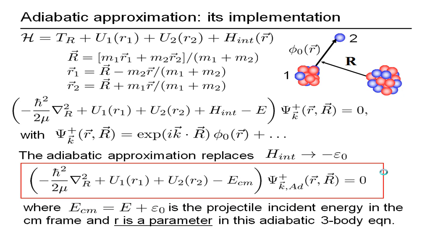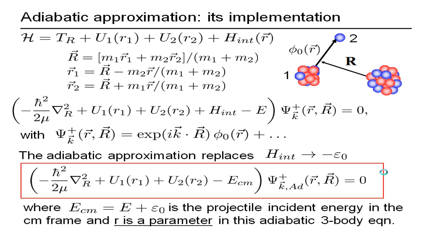There's a ground state wave function, particle 1, particle 2. And so the total Hamiltonian is a kinetic energy for the center of mass, an interaction of particle 1 with the target, an interaction of particle 2 with the target, and the internal Hamiltonian that describes this system here.